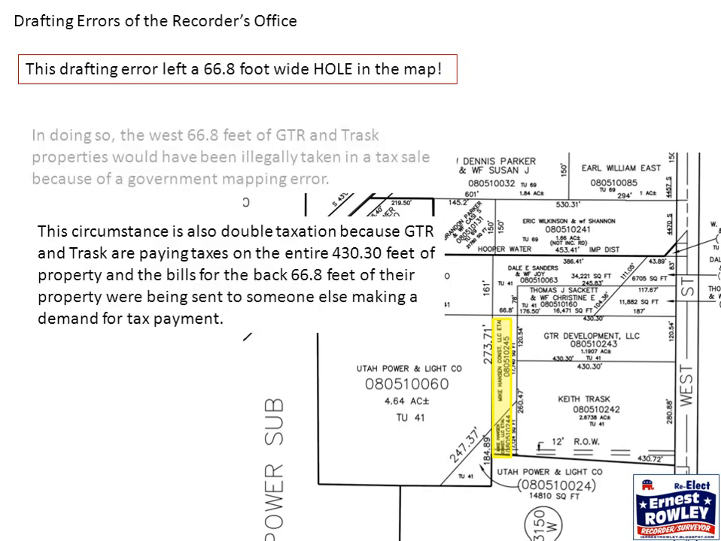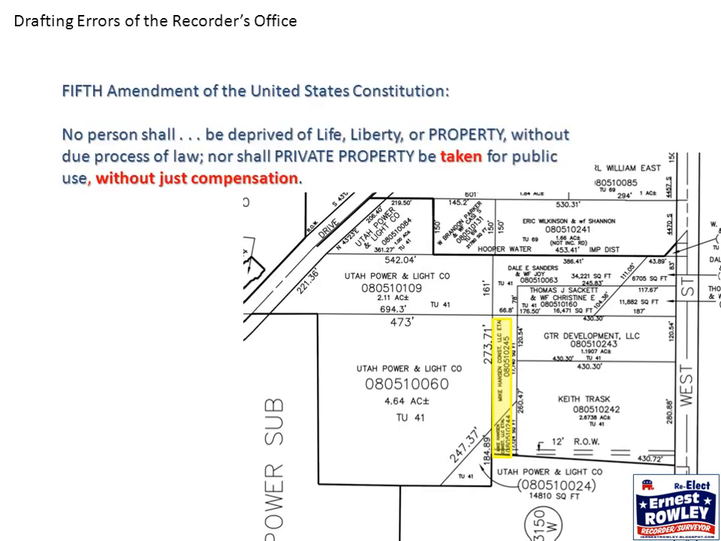In this circumstance there is also double taxation, because GTR and Trask are paying taxes on the entire 430.30 feet of property, and the bills for the back 66.8 feet of their property are being sent to someone else, making a demand for tax payment. By the government selling this property, they have essentially taken land from the legitimate owner that has not been delinquent in their tax payment and sold it to another without compensating that legitimate owner. This smells like a violation of the Fifth Amendment prohibition of a taking without just compensation.